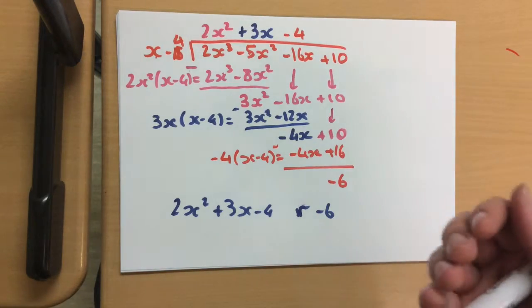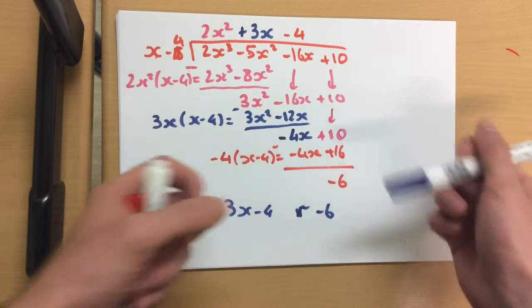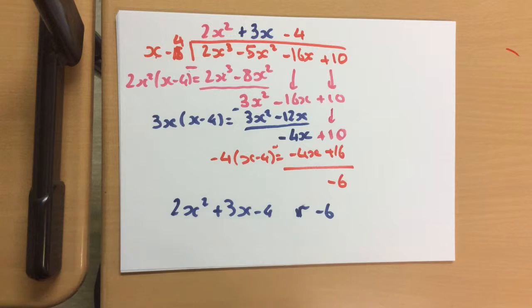Right, and a big high five if you got all this correct down to here, and an even bigger high five if you figured out that negative 6 was our remainder, and that was the end of our problem. Right, over to you.